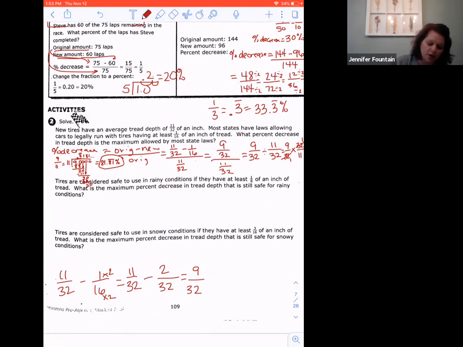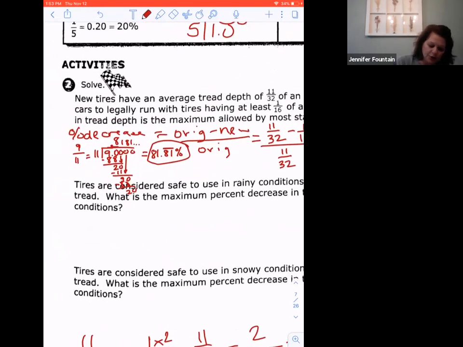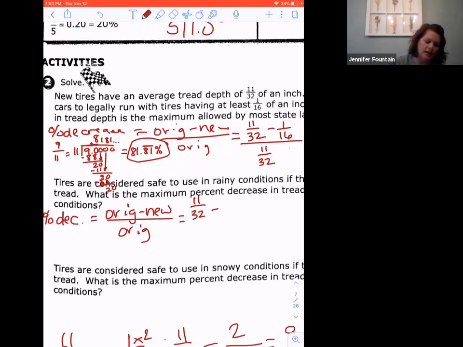Okay, so I know that in this, my percent decrease equals original minus new over original. My original was 11 over 32. My new is now 1/8, all over 11 over 32.